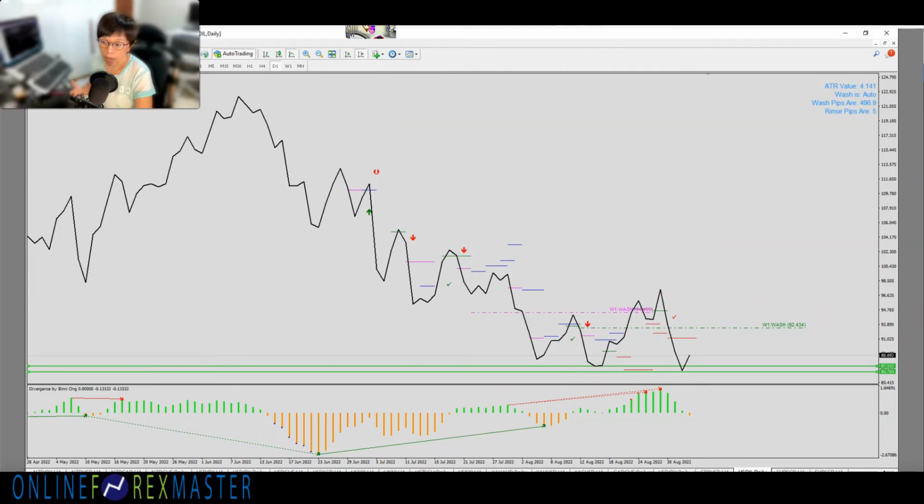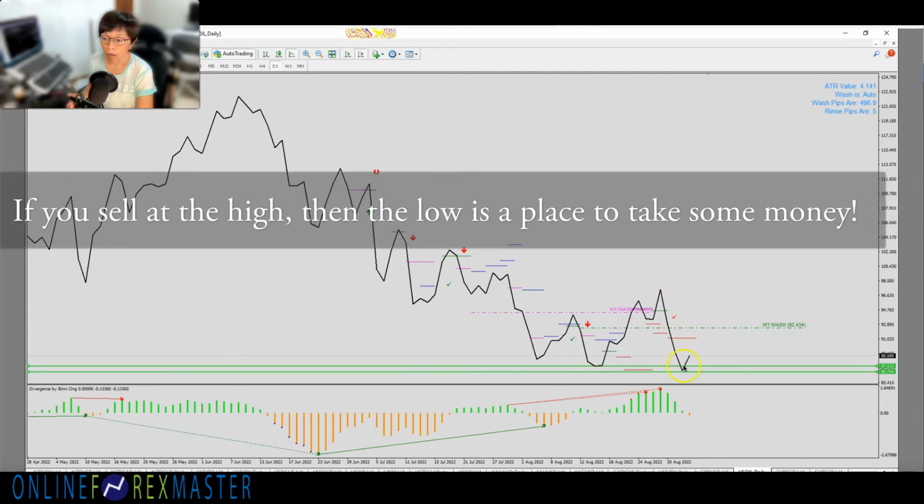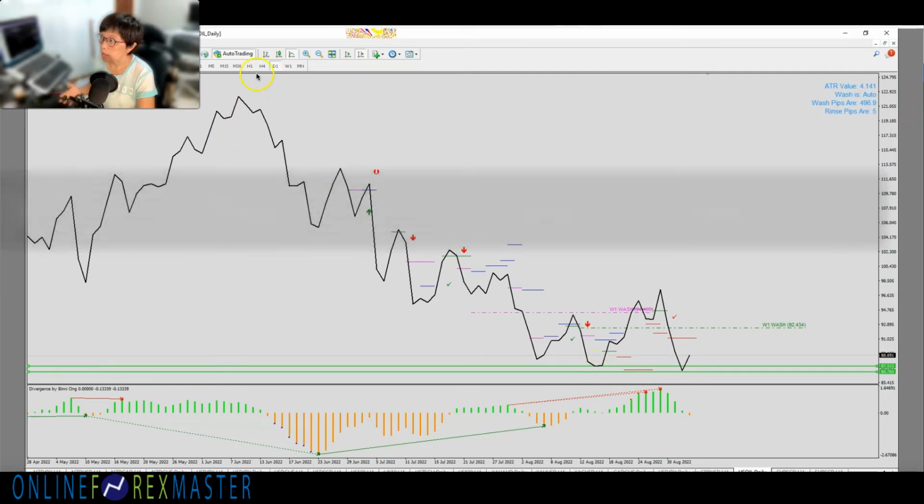Now, next, what is happening right now? It is near a low. That means price is right now near a previous low. So if this is the case, then we are looking to take profit.